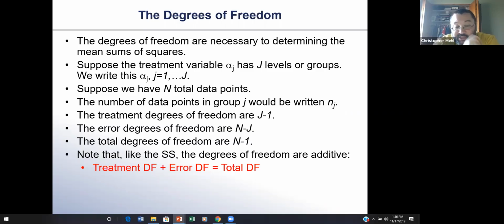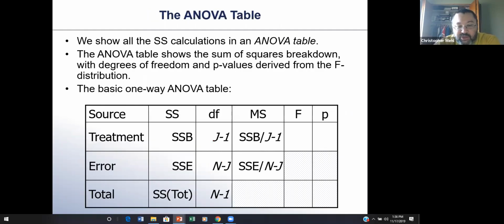Note that just like the sums of squares, degrees of freedom are additive. The treatment degrees of freedom plus the error degrees of freedom equals the total degrees of freedom. It's a good cross-check to make sure you got your degrees of freedom right.